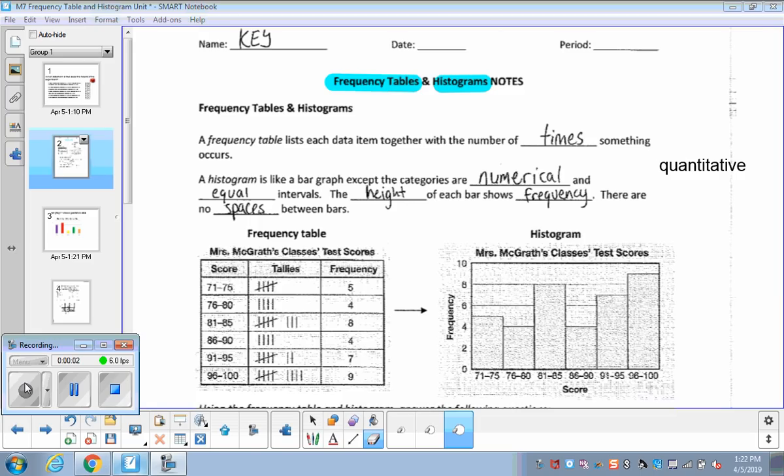All right, so in this video, we're going to be taking a look at different ways to take data and organize it into a frequency table, and then let that data be represented into a nice histogram so it's more visually appealing to your audience. So first, let's just take care of some vocab.